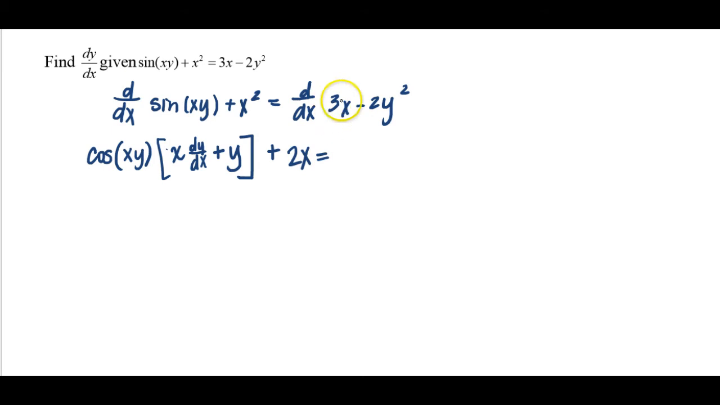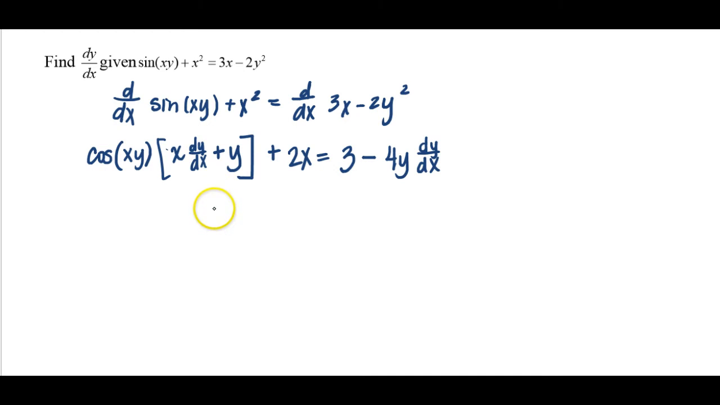And the right side, the derivative of 3x, well, that's just 3. And the derivative of 2y squared, so I'm going to subtract 4y, because I apply the power rule. But since the variables didn't match, I'm going to have a dy/dx over here on the right side of the equation.